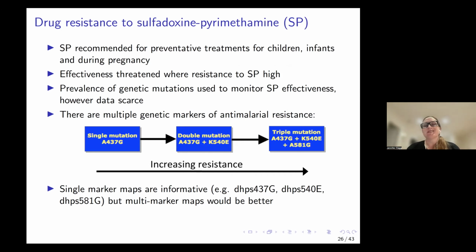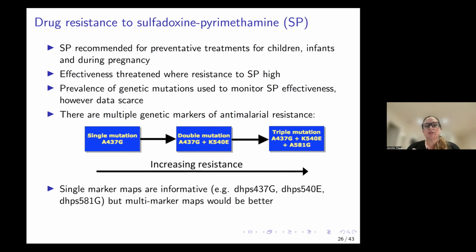I won't go into the details, but there are lots of genetic mutations. There are 3 here that are listed, which are thought to be most important. The way that they've evolved is that it seems like there was a first mutation in this codon 437. Then there was a double mutation. These are mutations at the parasite level, at the genome. And then there was a triple mutation involving 3 different markers. It's an increasing resistance as you gain molecular mutations.